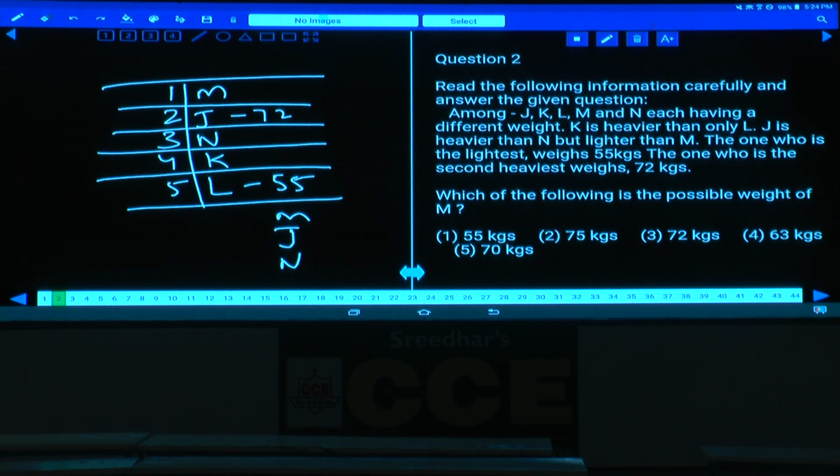Then question number 2, which of the following is the possible weight of M? Now the weight of this M is more than 72, and among the given choices, more than 72 is given only in choice 2, that is 75 kgs.